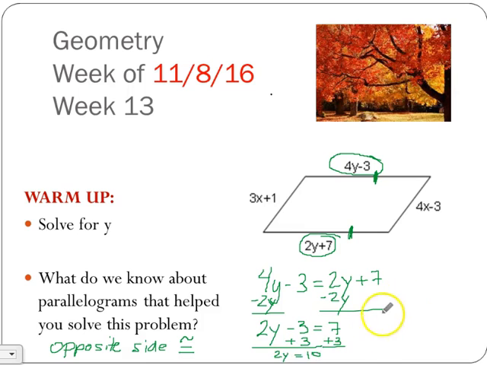I'm going to come back up over here and keep it going. So I've got 2y equals 10. To solve for y, I'm going to divide each side by 2. So I would get y equals 5. We used our algebra skills to solve, and y would equal 5. And we are all done.